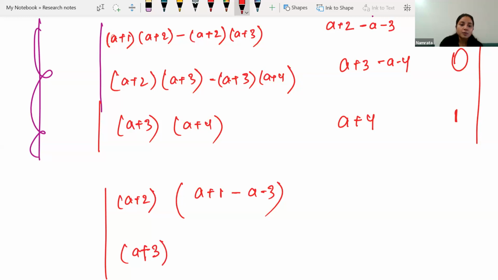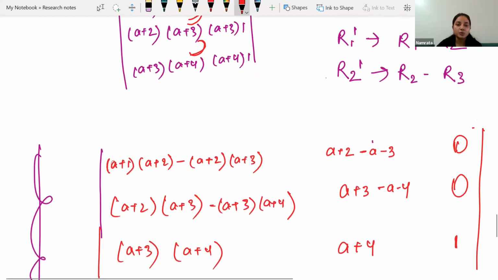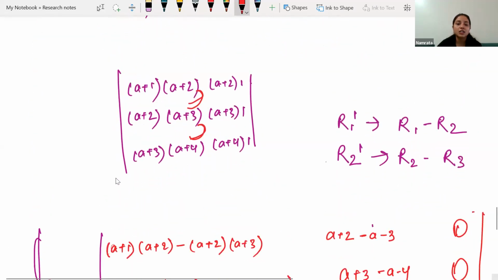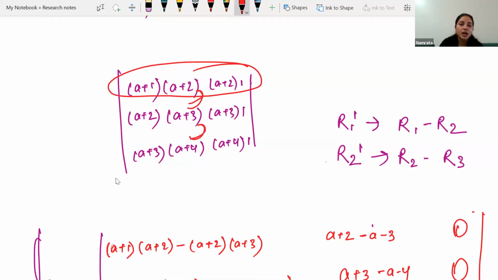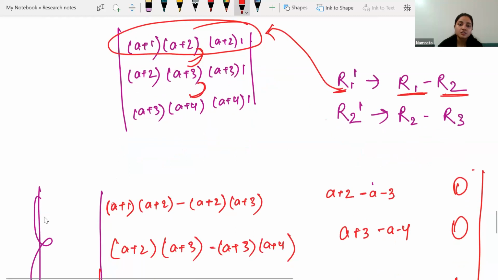Here we can take out common a plus 3, and we will be having a plus 2 minus a minus 4. So basically what we are doing, let me repeat again if that is not clear to you. We are changing this row 1. How? We are changing and making it a new row. How? By doing the subtraction of row 1 minus row 2. You can see this is what we have done over here.